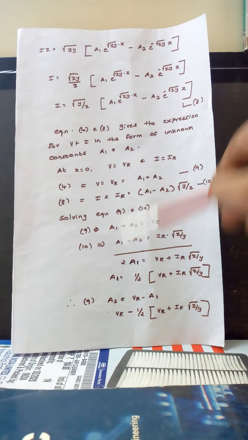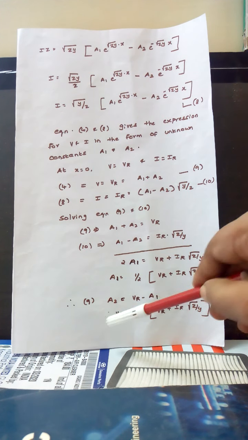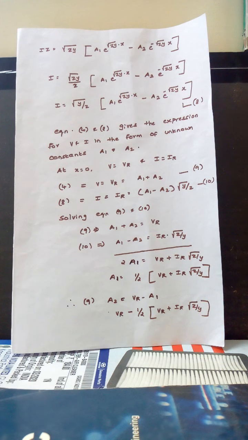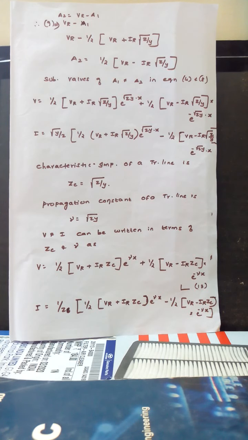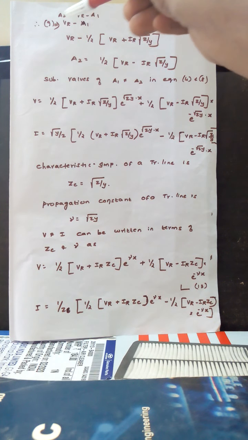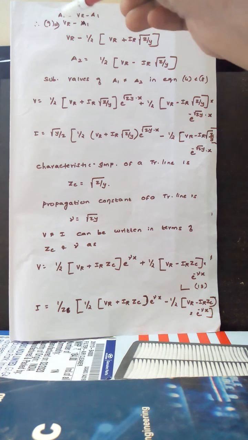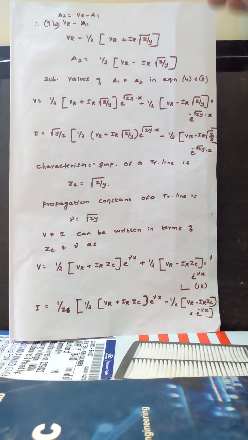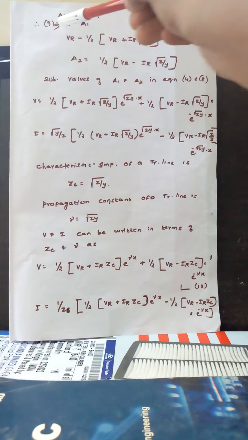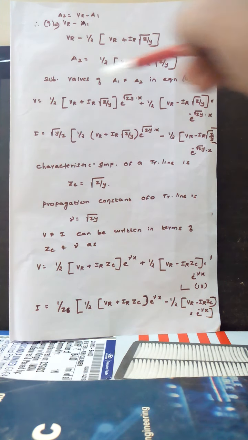So these two equations, if you solve them here, we'll get A1 and A2. So we got A1. That A1 value, if you substitute here, we'll get A2. A2 is equal to VR minus A1. So this is your A2 here.